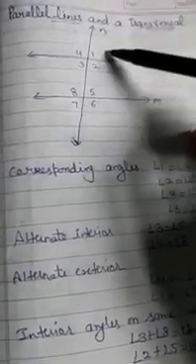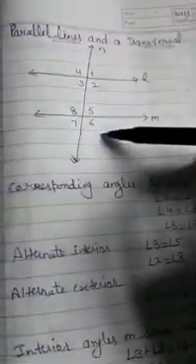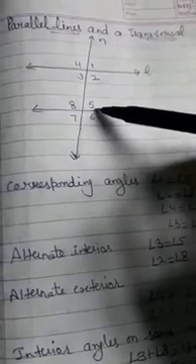Now these 8 angles have different names. First one is corresponding angles. So what are corresponding angles? The angles which lie on the same side, as here angle 1 and 5, these are corresponding on the top of the line, or angle 2 and 6 below the line. These angles are equal. So 4 pairs of corresponding angles are there: 1 is equal to 5, 2 is equal to 6, 4 is equal to 8, 3 is equal to 7. These 4 pairs are corresponding angles.